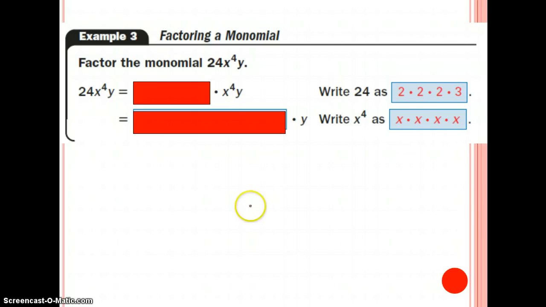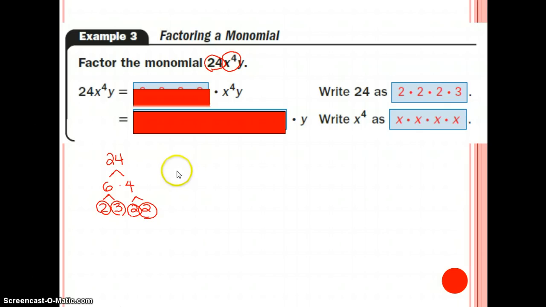To factor a monomial, it's a little bit different. What you need to do is expand this x to the 4th power and expand the 24 by using a factor tree. So let's start with the 24 and make it a factor tree. I'm going to do 6 times 4. 6 becomes 2 times 3. 4 is 2 times 2. 2 is a prime, 3 is a prime, and these 2's are prime. So what you have here is 2 times 2 times 2 times 3.